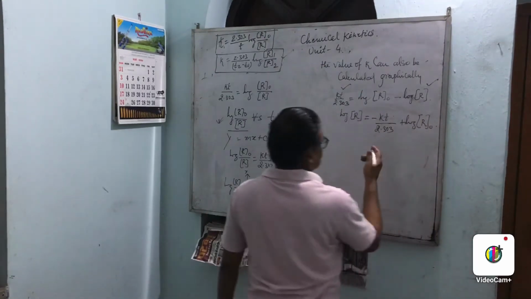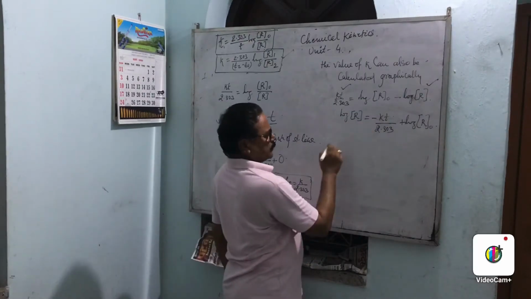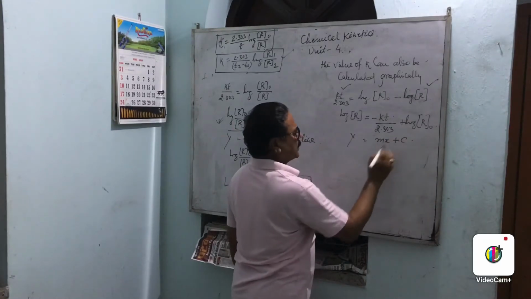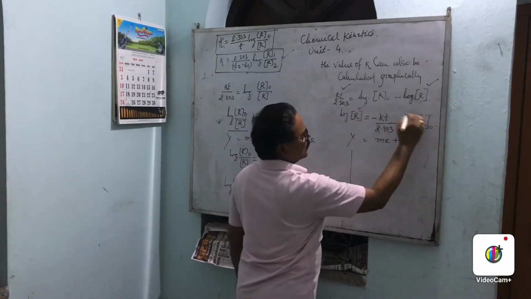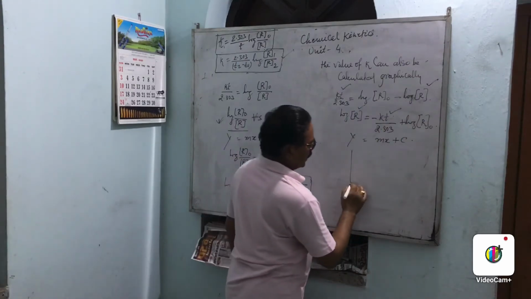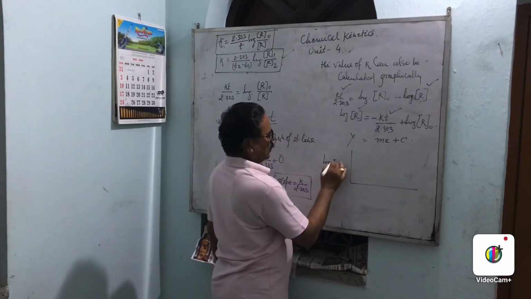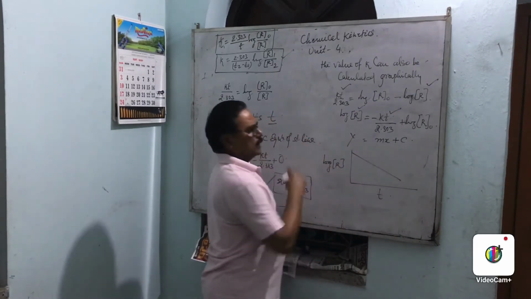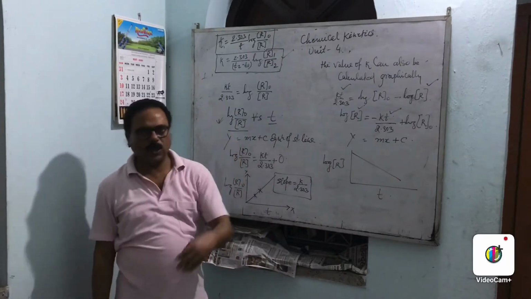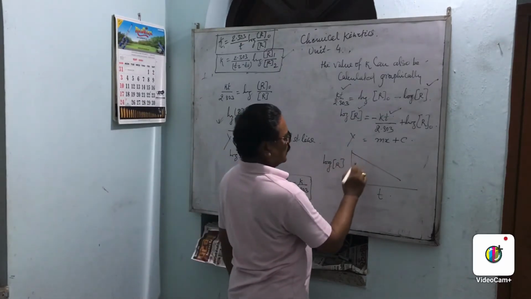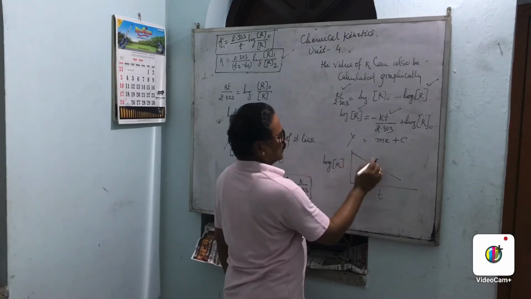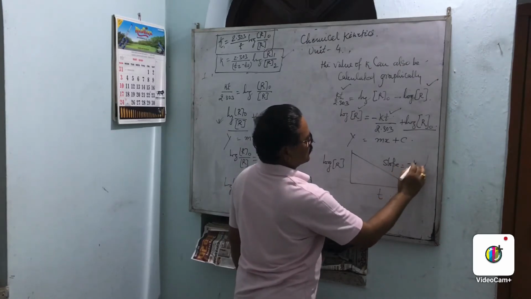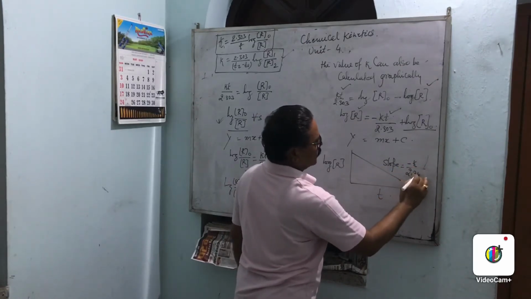So again the concept: this is y is equal to mx plus c, the equation of a straight line. Our variables are log R and t. If a graph is plotted between log R versus time, because the slope is negative, the line will come downward. This gives the intercept. So what is the slope of this? That is minus k by 2.303.